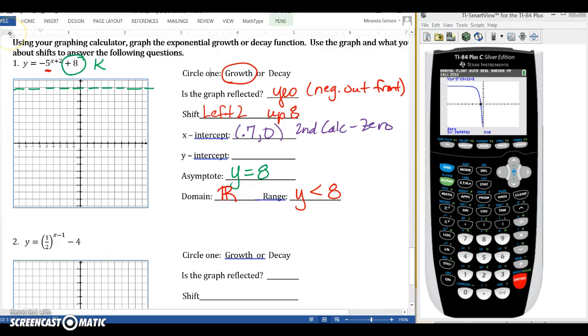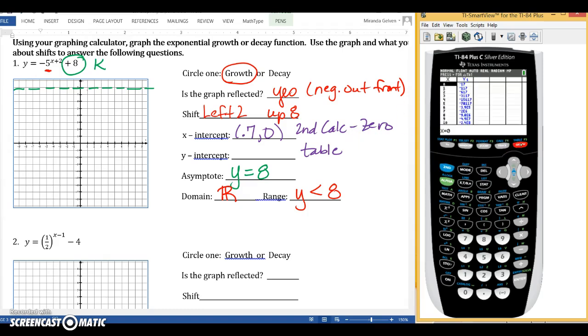Okay, so then to find the y-intercept, we use table. So go second and table. And remember that we're looking for when the x value is 0. So at 0, negative 17 is my y-intercept. So bummer, that's way down here. I'm not going to see it, but that's okay. I can still put it in the table.